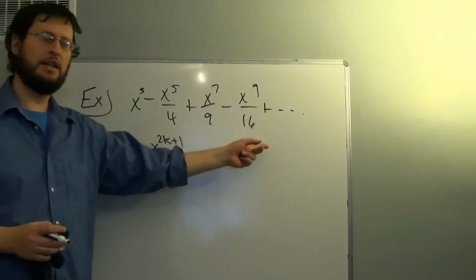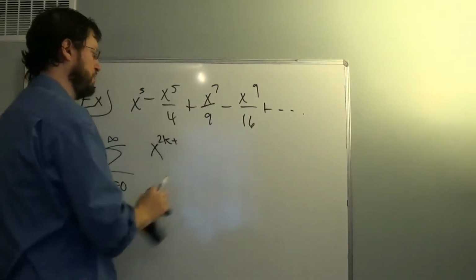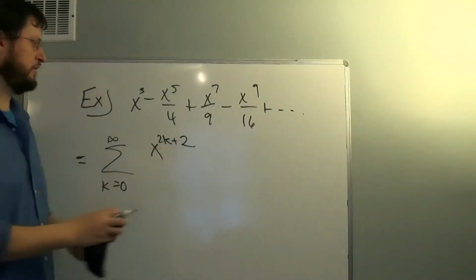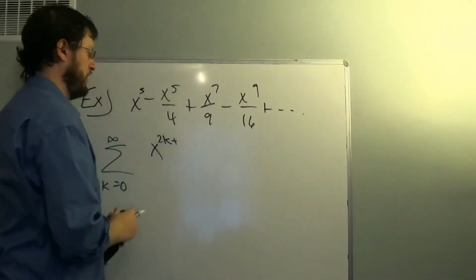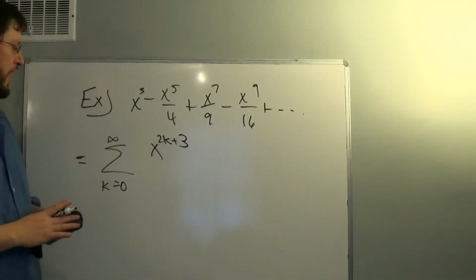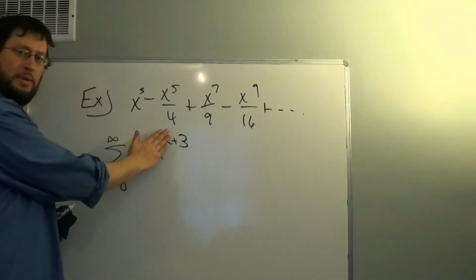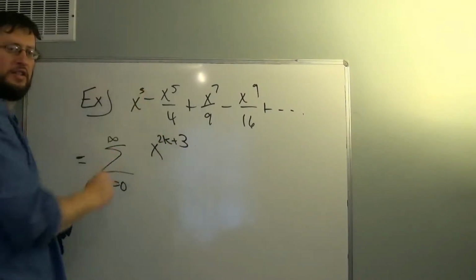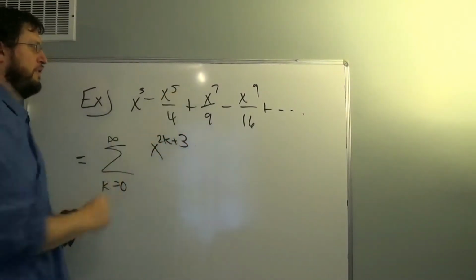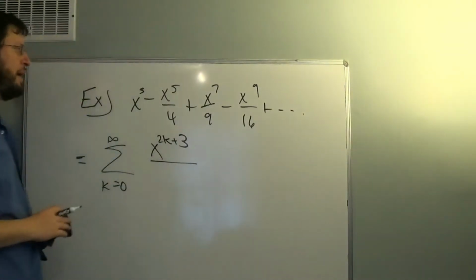These will be odd, but since we need it to start at 3, we're going to shift it over 2 places, so it's 2k plus 3. That will still be odd because that's an even plus 3, which is still odd. Now when I plug k equals 0 in, I get 2 times 0 plus 3, so the very first is x cubed. If I plug k equal 1 in, I get 2 plus 3, which is 5, so that's all good.